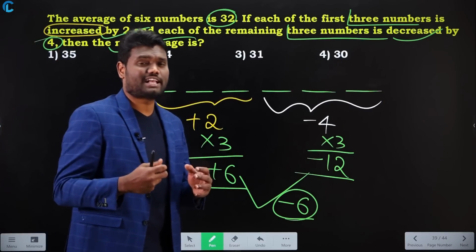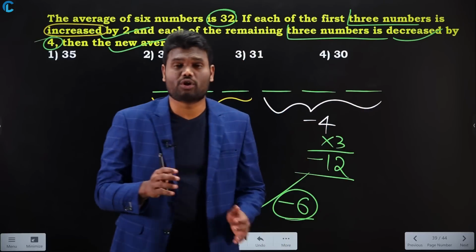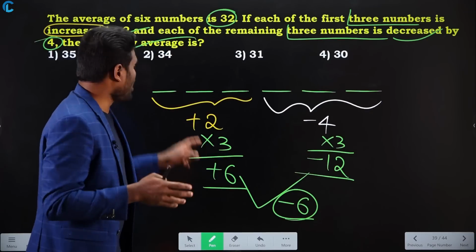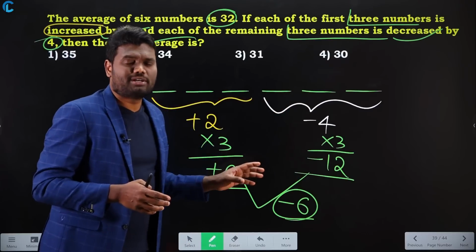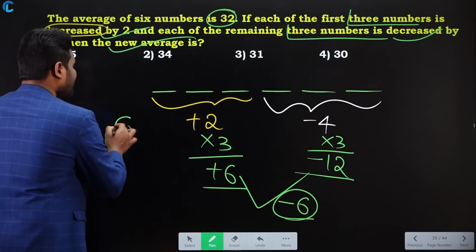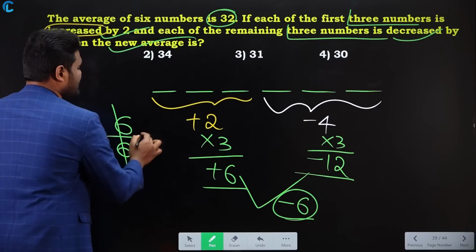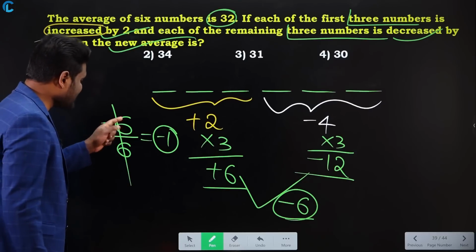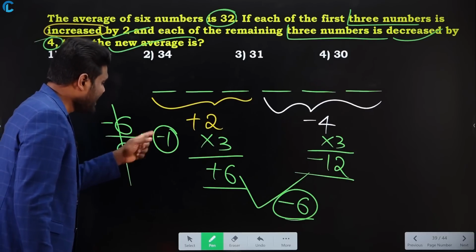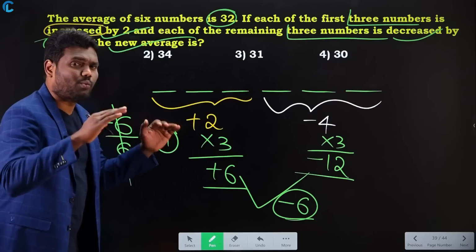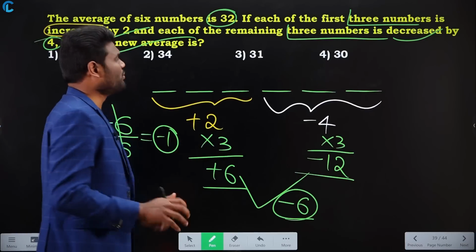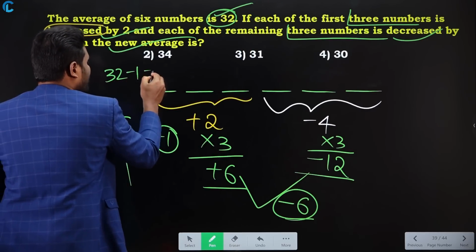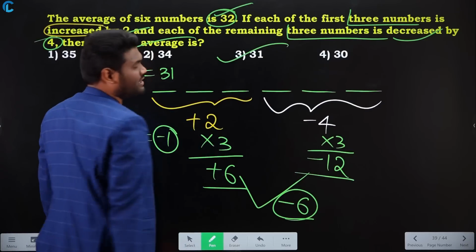Now this 6 less has to be distributed for all of them. Why? Because average is nothing but equal distribution. If I distribute the 6 to all of them, total how many numbers you have? Total 6 numbers. For the 6 numbers, if I distribute the 6, then it is going to be 1 less. Now the 6 less has been distributed for all the 6 numbers. Then what happened? Each and every number is going to be decreased by 1, which means average decreases by 1. If average decreases by 1, initial average is 32, so the new average is nothing but 31.